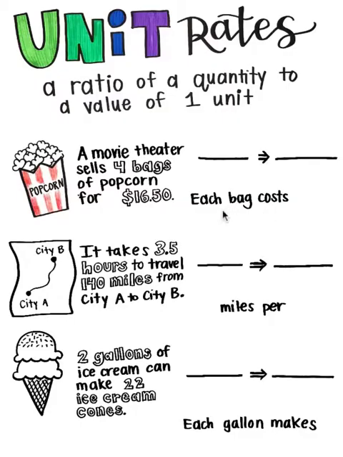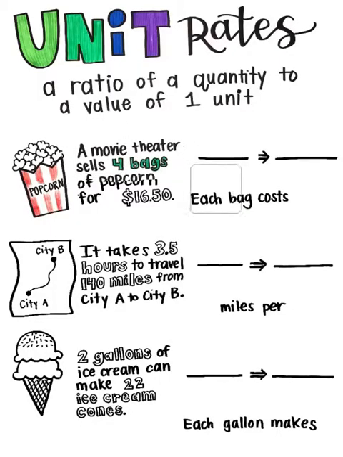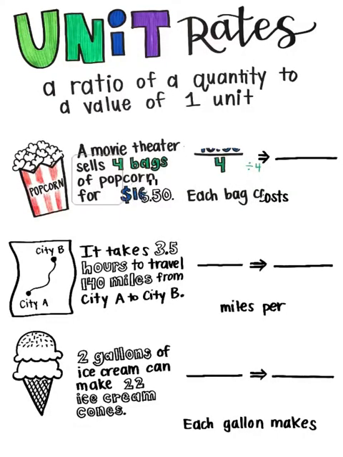Because we want to know how much it is for every bag, we want it to be something per every bag. So our per amount, our for every one amount, is going to be the amount that we put on the bottom. Since we want it for every bag, we're going to take the number for the bags, the 4 bags, and that's going to be our number on the bottom. Up here then is where we're going to have the $16.50 for the popcorn.